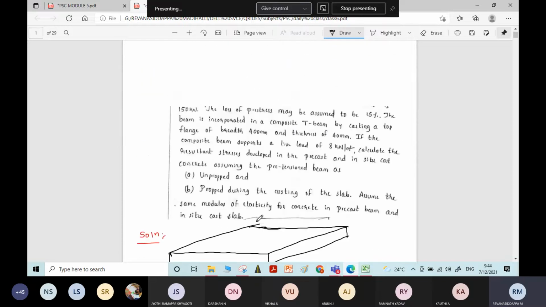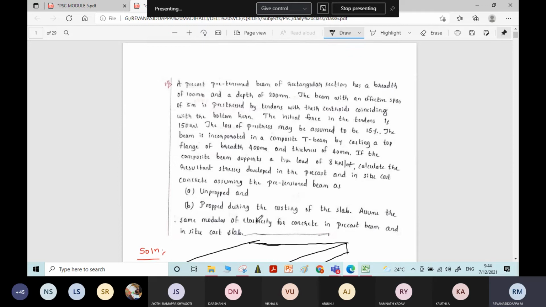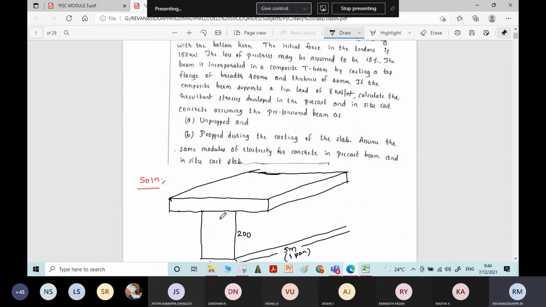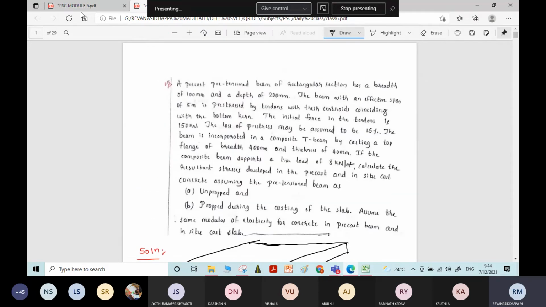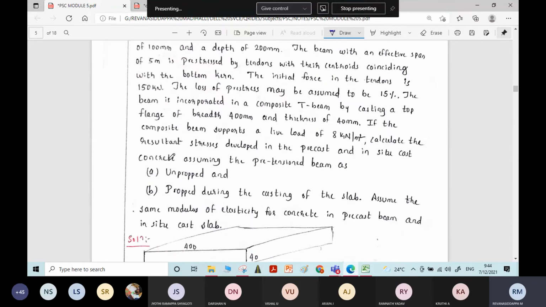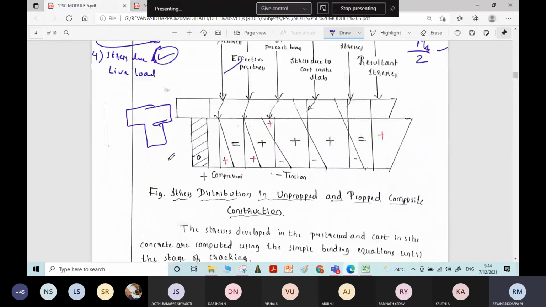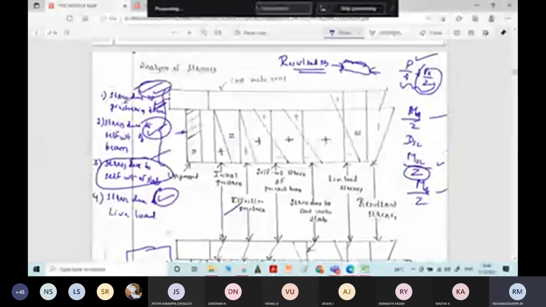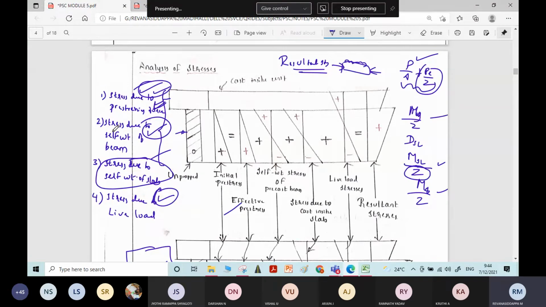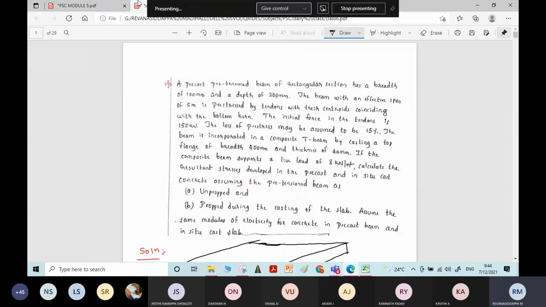Now it is asked to find the total or the resultant stresses on the section. As I said, this resultant stress is inclusive of 4 different stresses. One is stress due to the pre-stressing force, stress due to self-weight of beam, then stress due to self-weight of the slab, then stress due to the live load. First we will find stress due to the pre-stressing force.